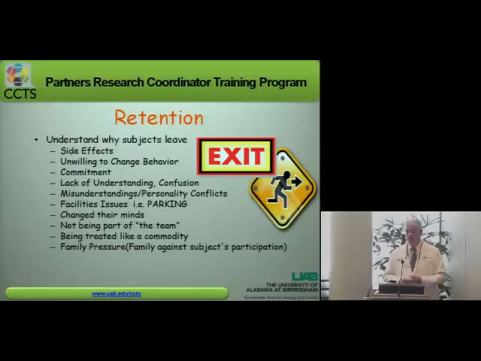Because as soon as you consent somebody and that son, daughter, aunt, or uncle doesn't want them to be in the research, they hate the research, you're not going to have a very good research participant, and they're probably going to withdraw very shortly.